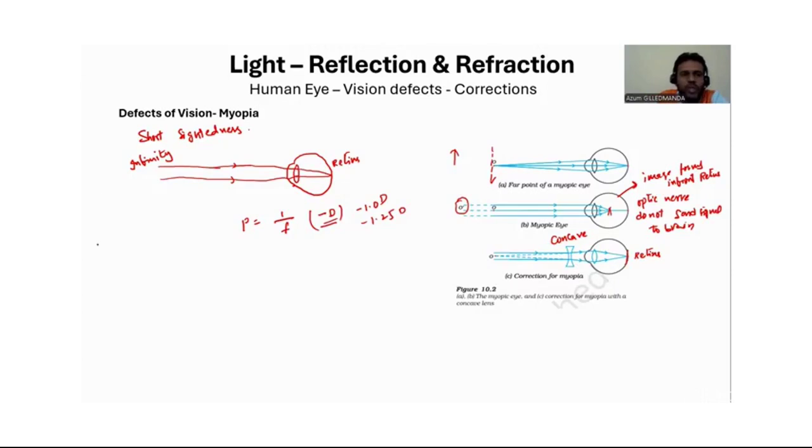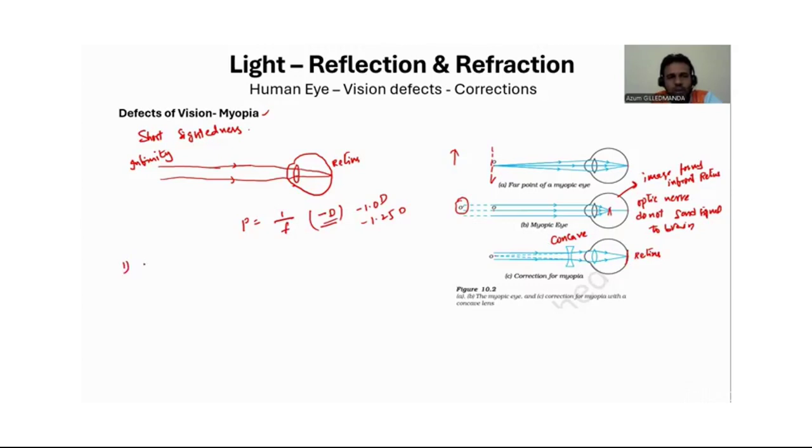So basically, what is myopia? Myopia is short-sightedness. That means you can see only the things which are close to you, within a certain distance. Beyond that distance, you will not see the exact image. You can see a blurred image. You cannot see the distinct image. So that's the defect of myopia.